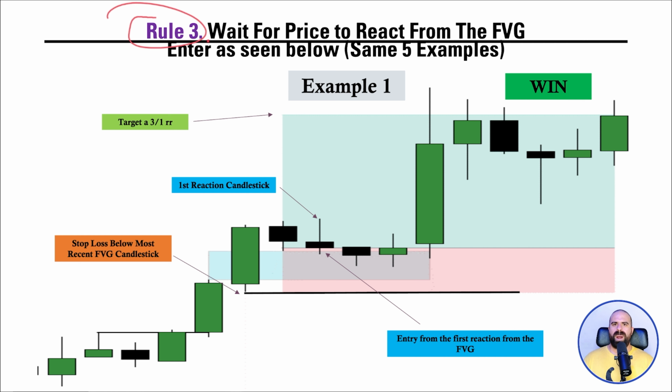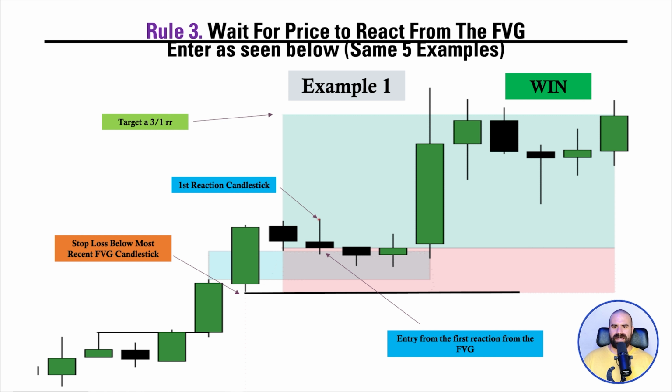Rule number 3, wait for price to react from the FVG. We will see what the reaction means. Everything takes place on the 5-minute. You do not scale down to a lower time frame, and then enter as seen below. The same 5 examples. We will start from example number 1 again. This was right here our break of structure, if you recall. From example number 1, we have this fair value gap and this fair value gap. We are identifying the most recent fair value gap, the one that is in a premium. From this movement, it is in a premium. This down here would be in a discount as an example. Okay, we are identifying the most recent one.